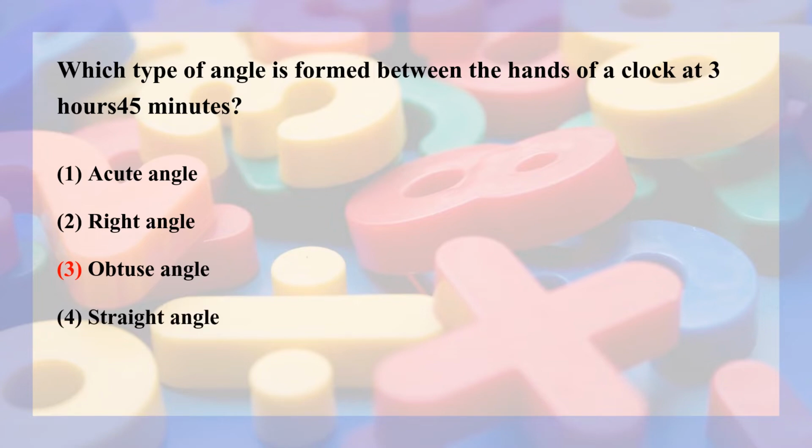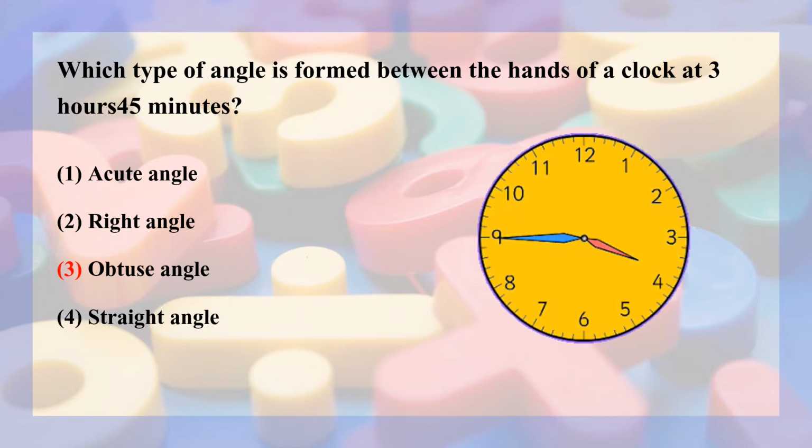Now, when it was 3 o'clock, we know that at 3 o'clock it will be 90 degrees. Okay, it will be a right angle which will be formed at 3 o'clock. When the time moves ahead from 3 o'clock, the minute hand goes to 45 minutes, so it will be an obtuse angle. The angle keeps increasing, right? So it will form an obtuse angle. So option 3 is the correct option. You can darken number 3.